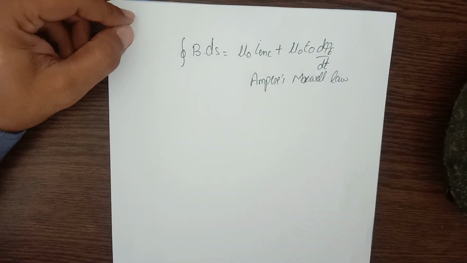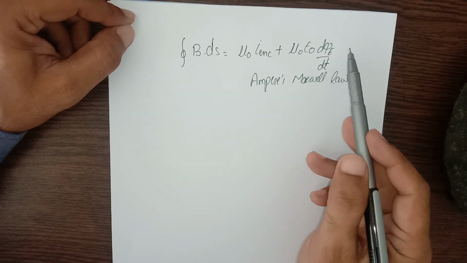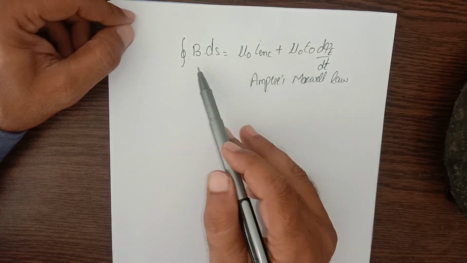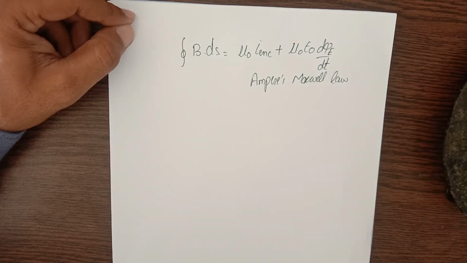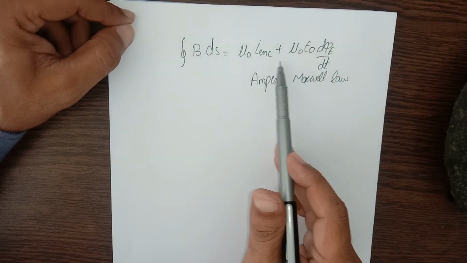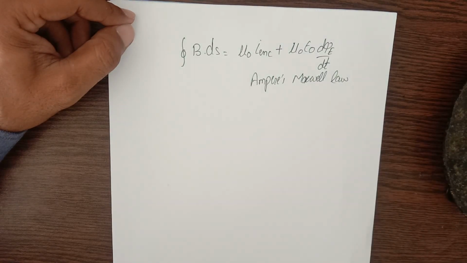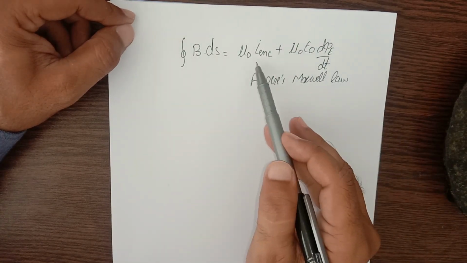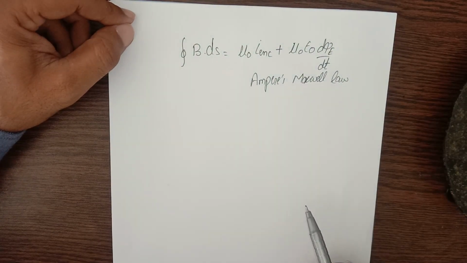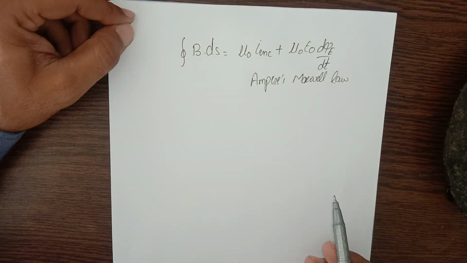Note, when there is a current flowing through the wire and there is no change in electric flux, then this term would be zero, and you only have the equation of this one. And similarly, when there is no current flowing through some wire and there is change in electric flux, then this term would be zero, like the case of the charging of a capacitor. So this is the combined form of Ampere's law and Maxwell's law of induction in the form of Ampere's Maxwell law.